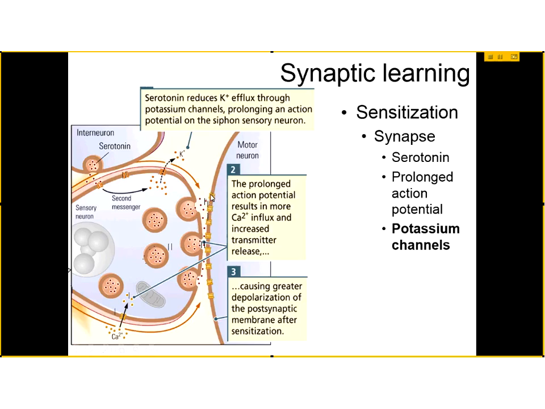More neurotransmitter being released translates to more neurotransmitter binding, more EPSPs, and if we have more EPSPs occurring in a certain time frame, we increase the likelihood of generating an action potential down that motor neuron, increasing the likelihood that we'll withdraw that gill.